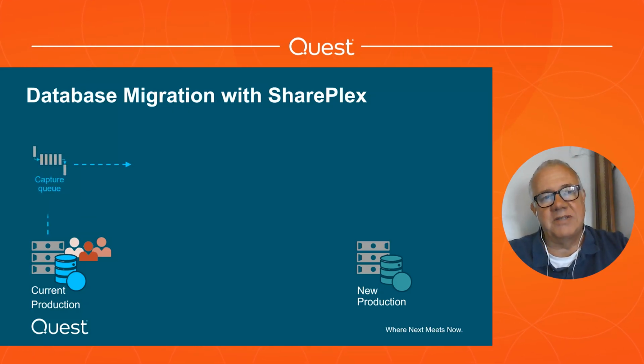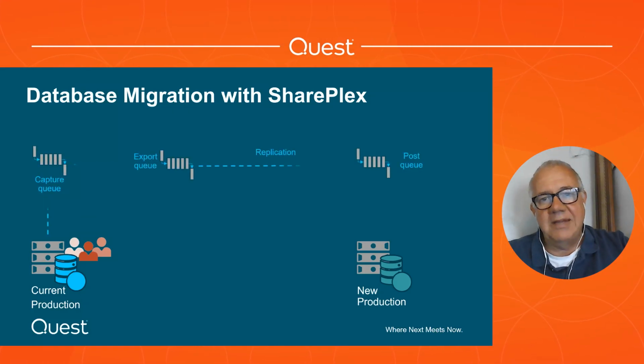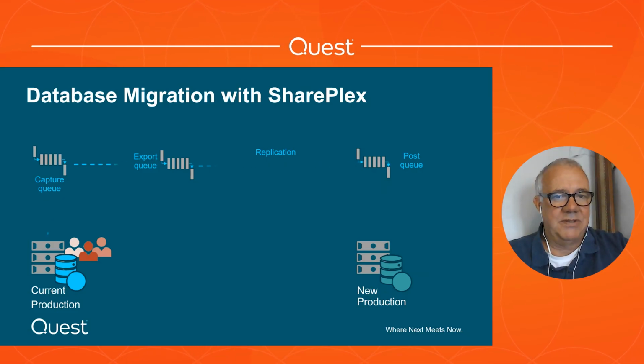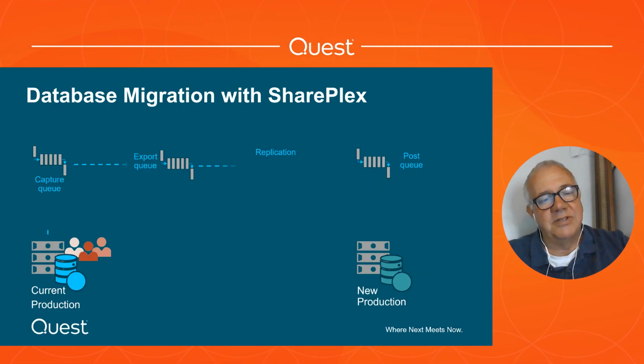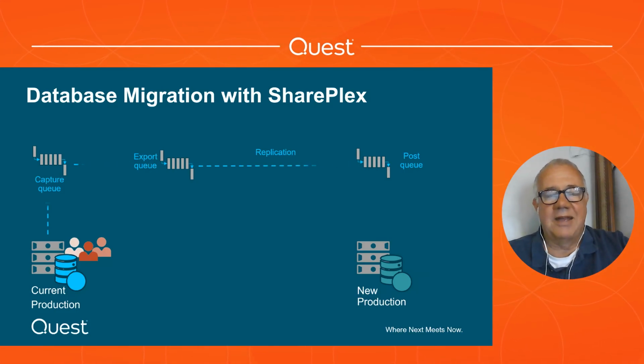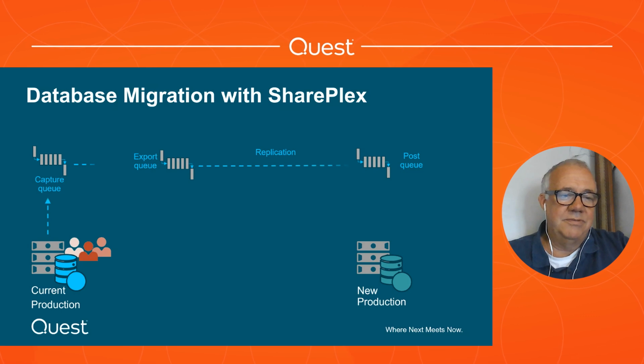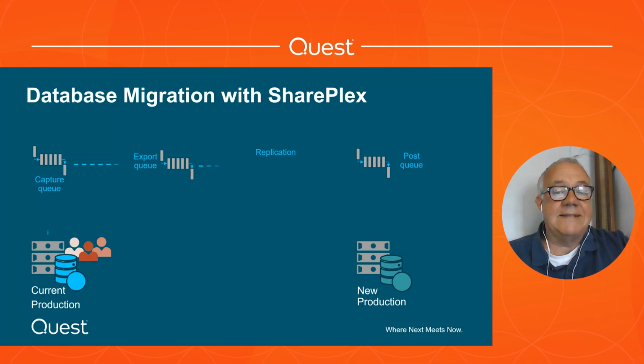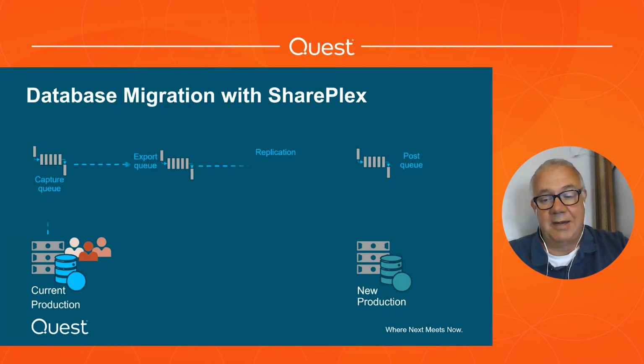We install SharePlex and we tell it to replicate the data, the changes coming in, as far as it can, but without putting it into the new empty production database. So as transactions come in, those transactions not only go in the current database, but they're accumulating on the right-hand side in the post queue. So at this point, it's a matter of instantiating or seeding that new production database.